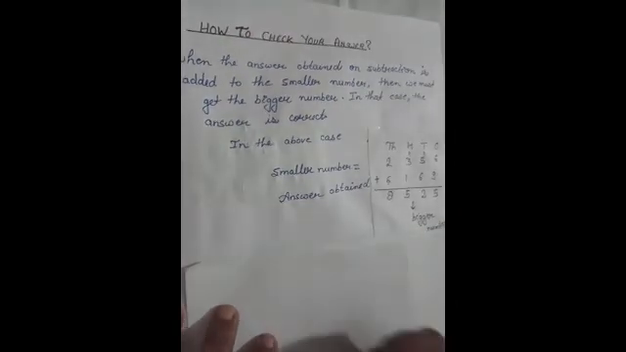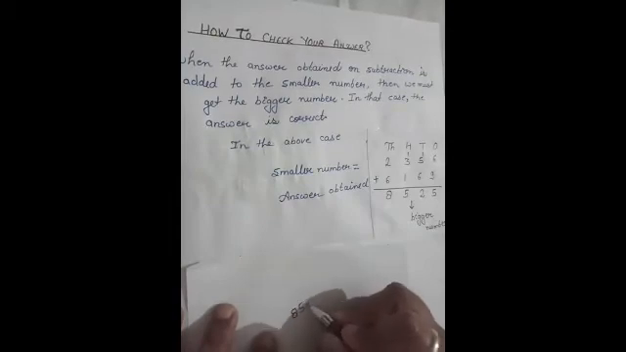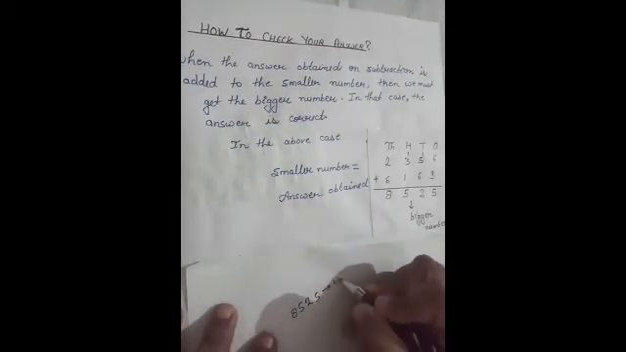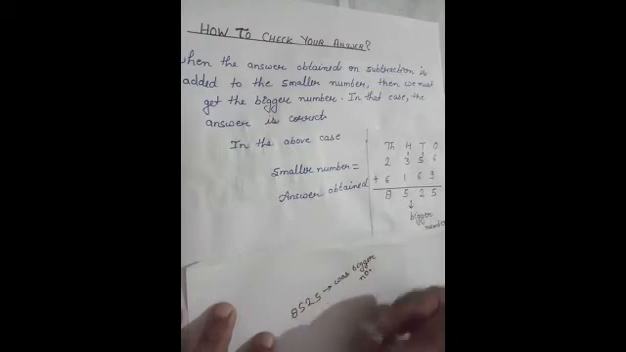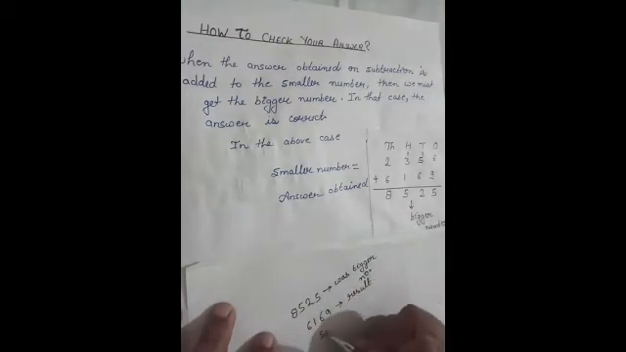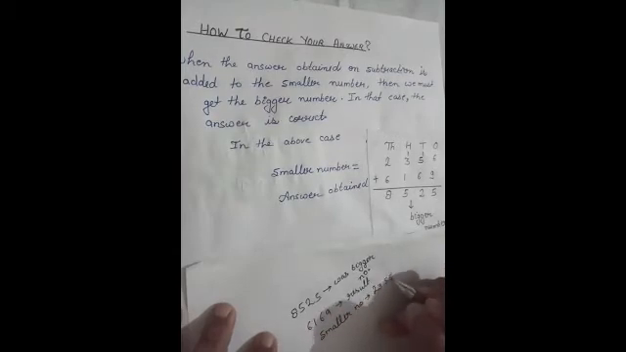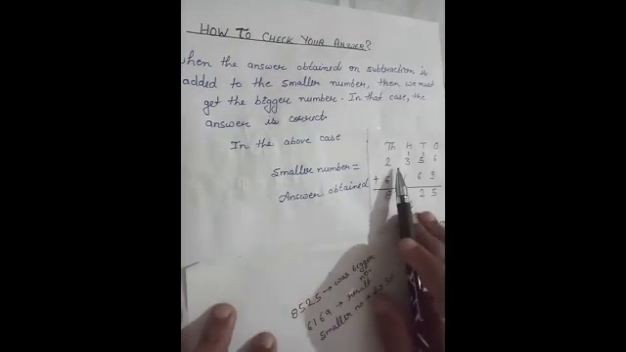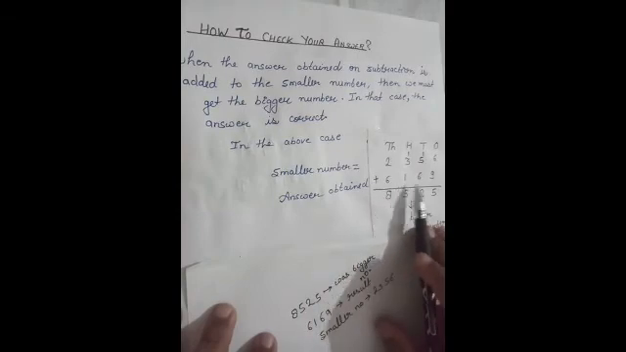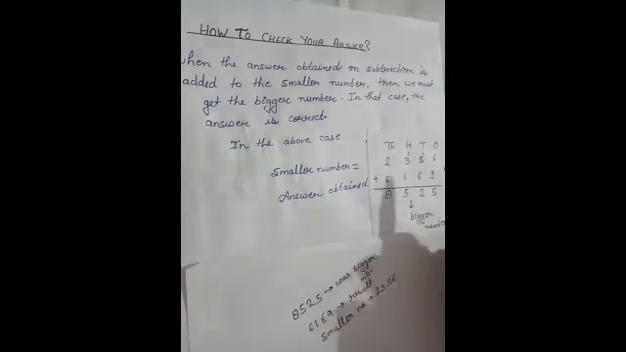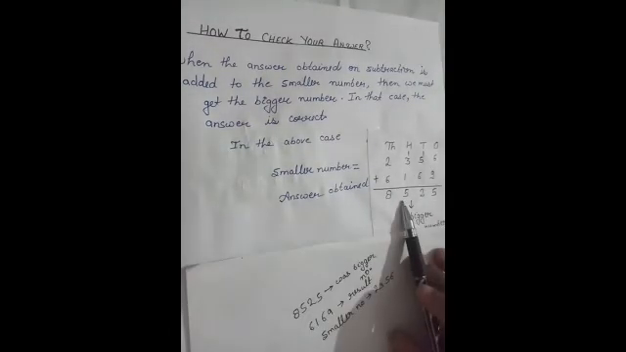As in our previous question, 8525 was the bigger number, and 6169 was the result on subtraction, and the smaller number is 2356. Here the smaller number equals 2356 and 6169 was the answer obtained. When we add these numbers, we will get the bigger number.